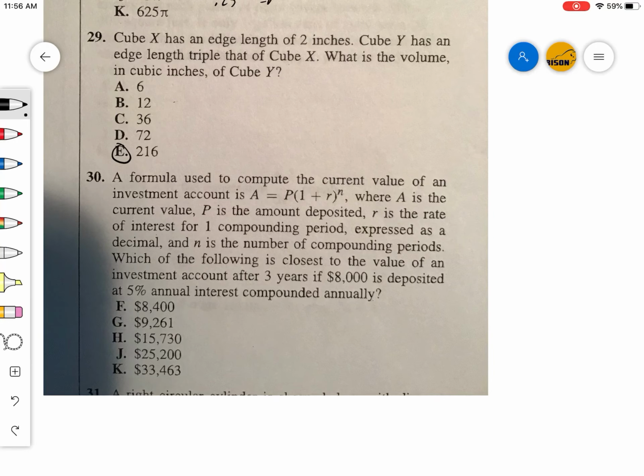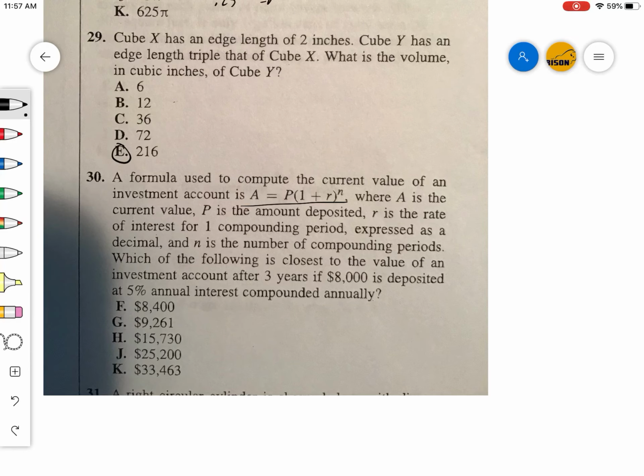I've got to go down here and get the question. This is a lot of words. Which of the following is the closest to the value of an investment account after 3 years if $8,000 is deposited at 5% annual interest compounded annually? All right, this one is simple interest. All right, so it gives us a formula. Actually, this is not simple interest.